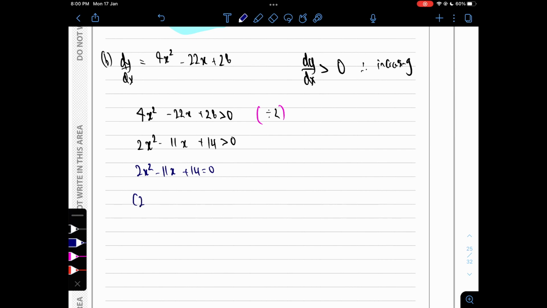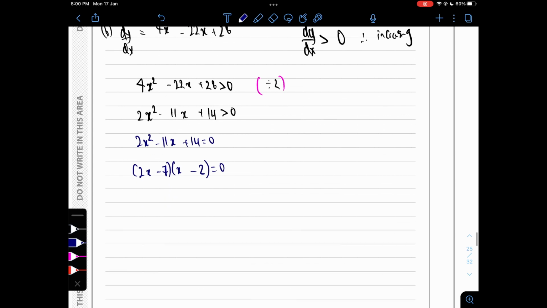So this would be 2x, then x, equals 0. So we need to find two numbers. Because it's plus, this will be negative 2, minus 7 here. Okay. So based on that, what can we do? We can find that x is equal to 7 over 2 and x equals 2. These are our critical values, right? Okay, so what can we do from here?